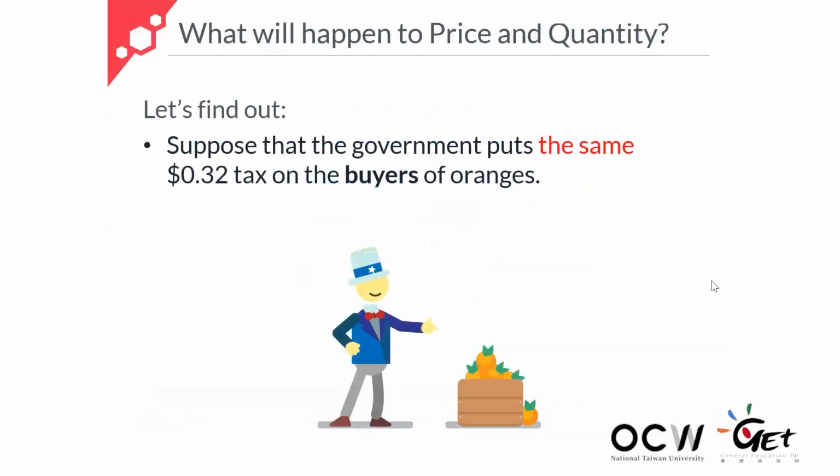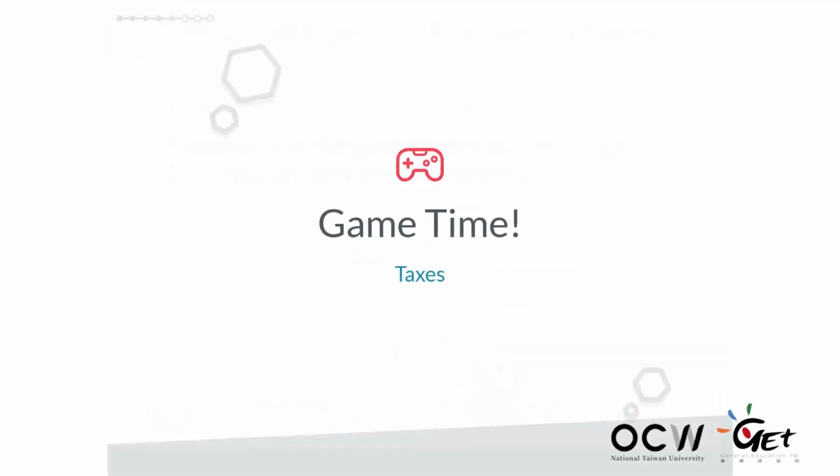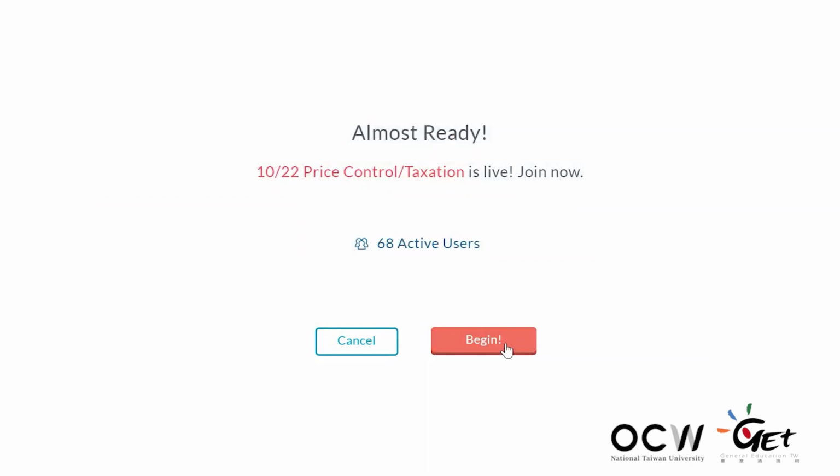Okay, so now suppose the government says, maybe we should try to do something different. Let's tax the same amount, 32 cents, but on the buyers instead. Now what's going to happen? So now in this part of the experiment, we will go to taxing the buyer. Okay, everybody's here, and please join.